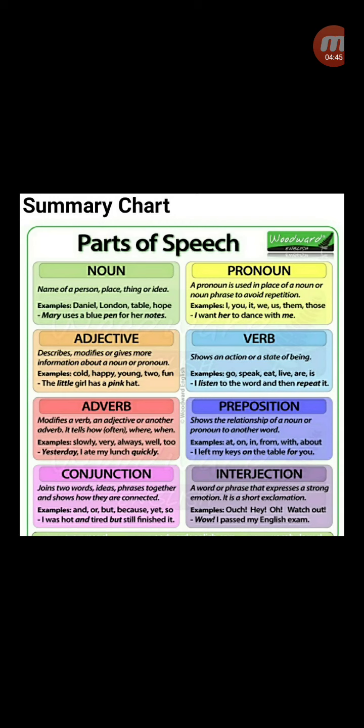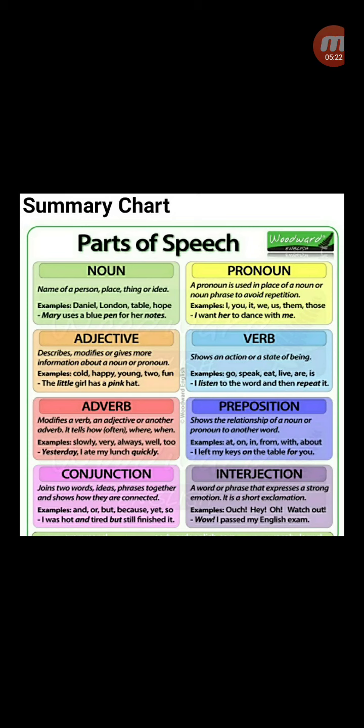Preposition. It fits itself between nouns or other verbs or other words. Without it, the sentence is meaningless. So that means a preposition makes your sentence meaningful, shows a relationship of a noun or a pronoun to another word. Example: at, on, in, front, with, about. I left my keys on the table for you.